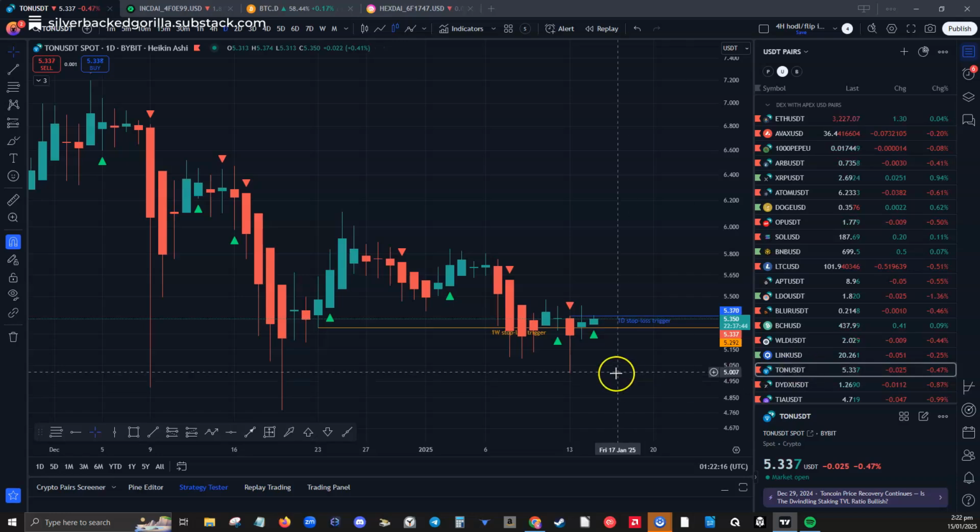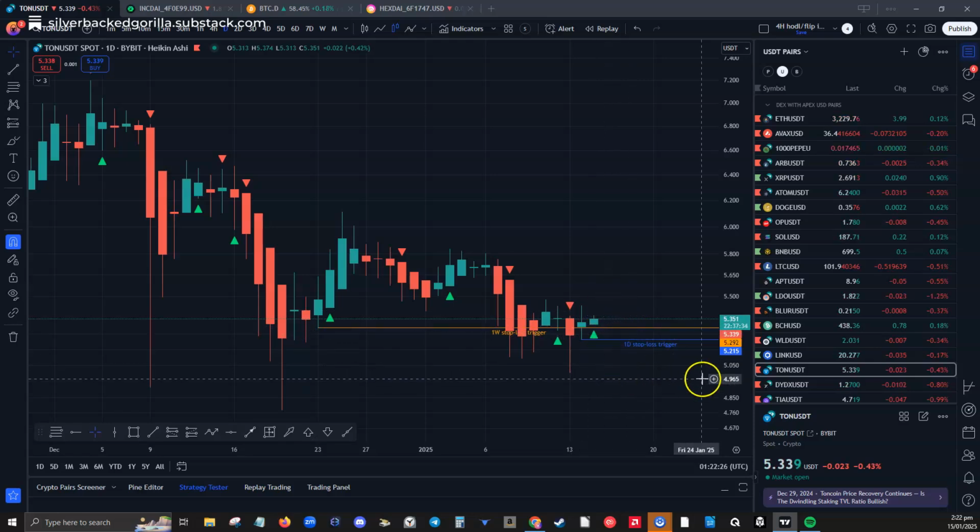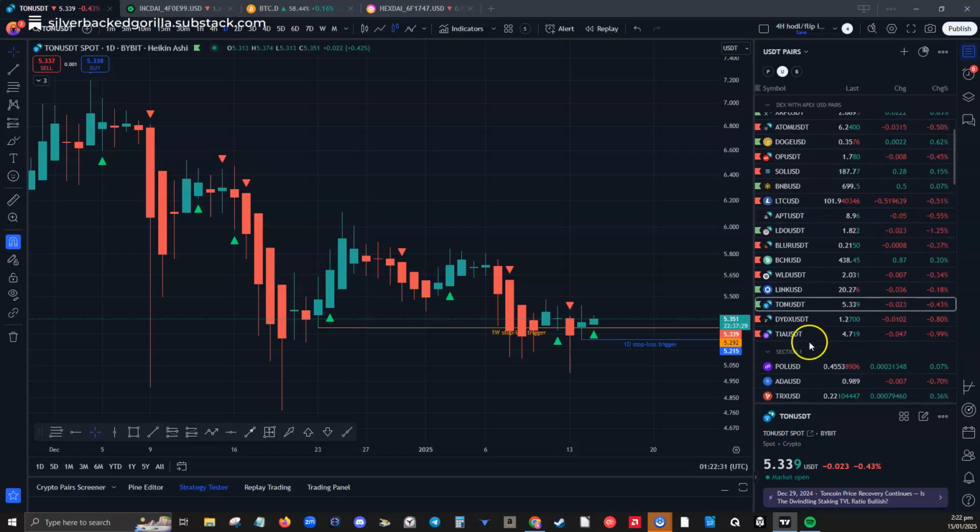TON has got a brand new green candle, which is enough to make us buy it. Plus, it's got an indicator telling us on the daily that we've got momentum to the upside as well. So that is now green. If you don't have it, I would buy it.